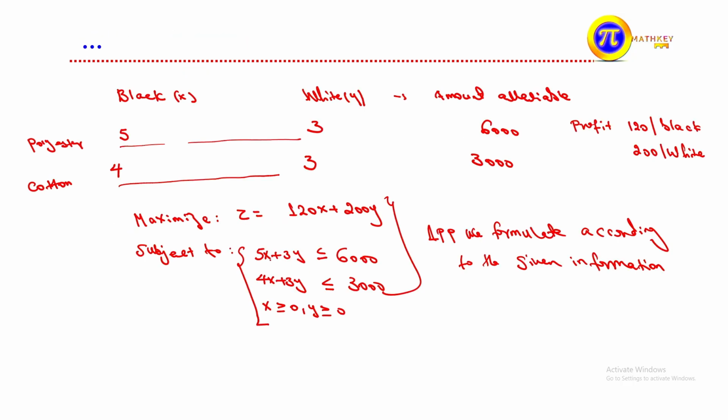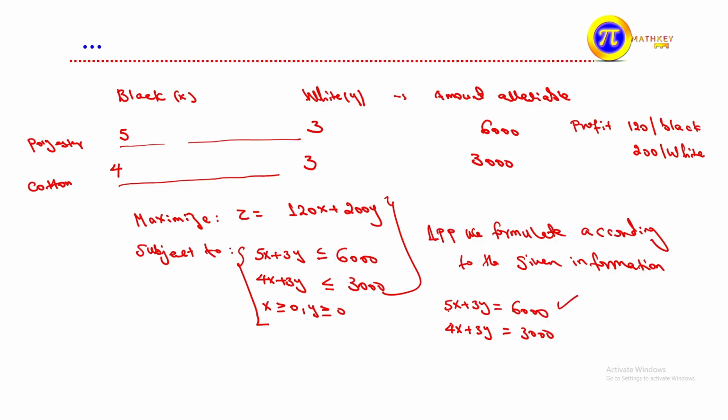It shows by considering this xy plane. We consider the first one: 5x plus 3y equals 6000, we take it as equal, this is 5x plus 3y equals 6000. Similarly 4x plus 3y equals 3000. Since it is less than or equal, the feasible region also includes the points on the line. So let's try to find the x-intercept and y-intercept.